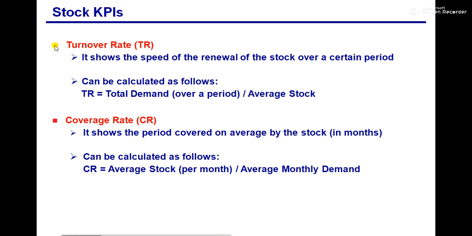So here we have the formulas used to calculate these rates. Turnover rate equals total demand over a period divided by the average stock, and the coverage ratio equals average stock per month over average monthly demand. So to do the calculations, we need to know total demand, the average stock, and the average monthly demand. And here's how we calculate the average stock.